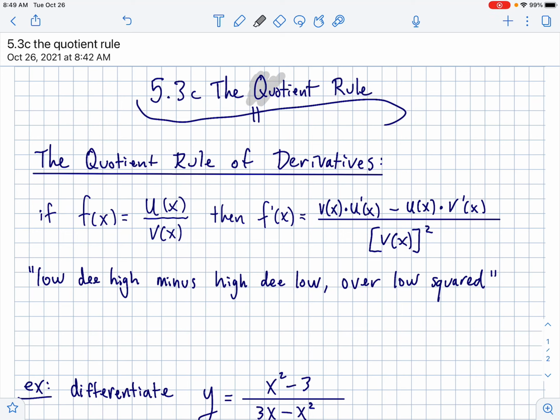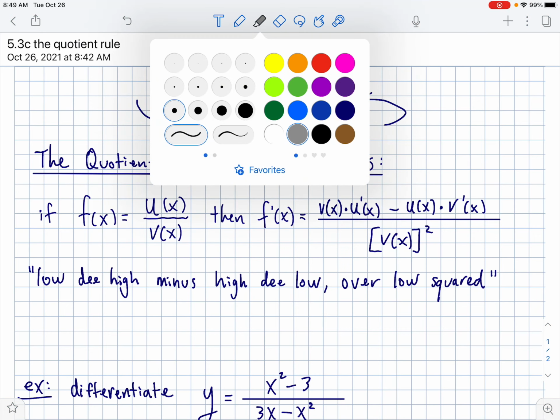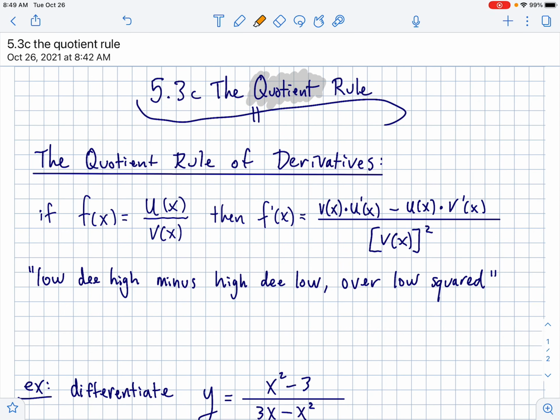Okay, today we're going to talk about yet another derivative rule. This one's called the quotient rule. I don't know if you remember that word quotient, but it means when you're dividing two things. So, straight up, the quotient rule of derivatives.